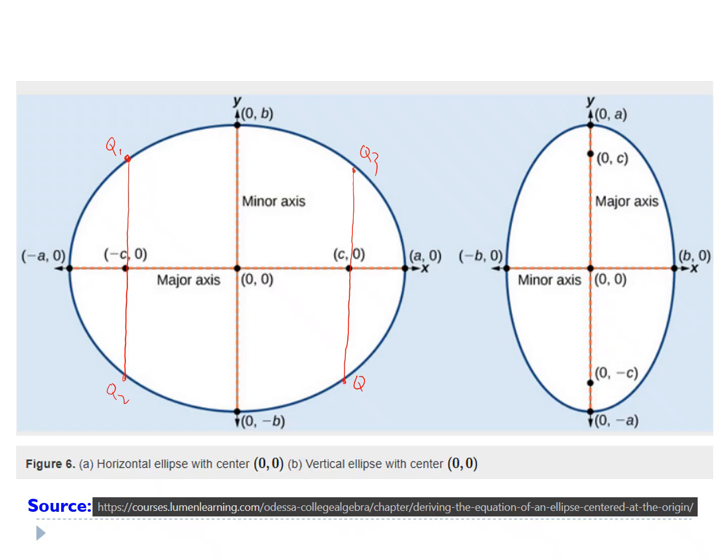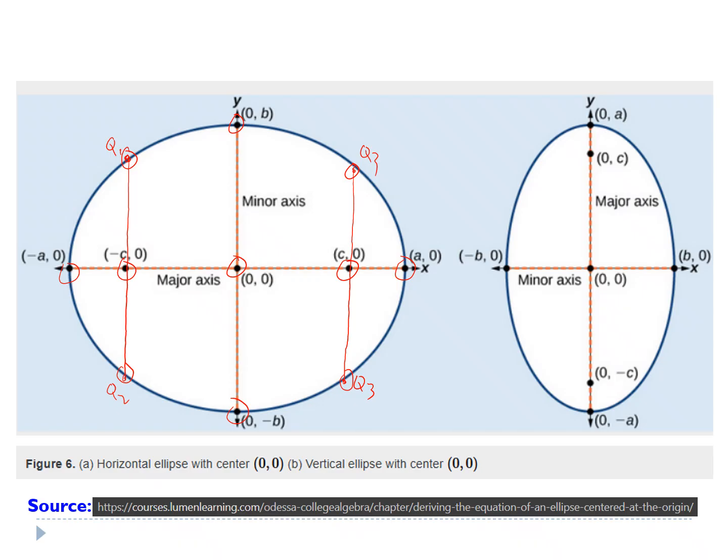In graphing an ellipse, we need all these points that you have seen here: the vertices, the co-vertices, the foci, the center, and the ends of the latera recta, meaning Q1, Q2, Q3, Q4. So we need the coordinates of all these points. How many points do we have? 1, 2, 3, 4, 5, 6, 7, 8, 9, 10, 11. So there are 11 points that we need when we graph an ellipse.